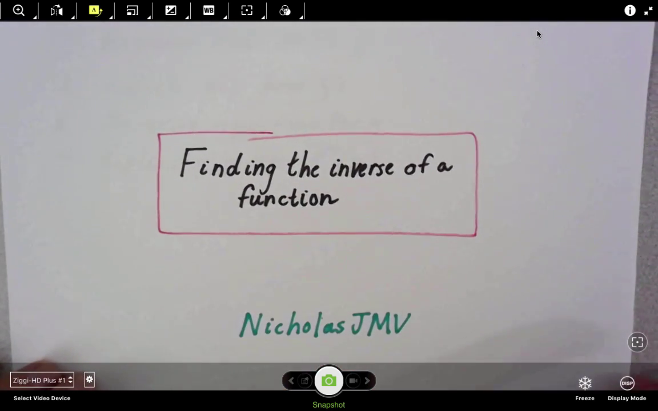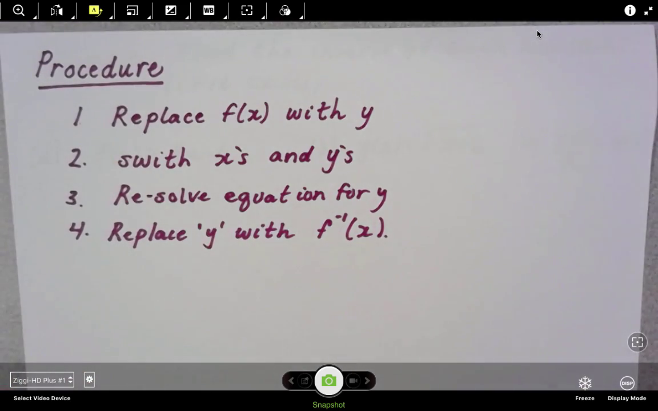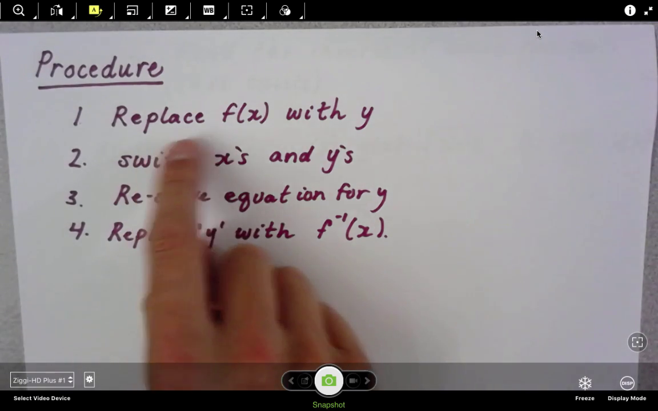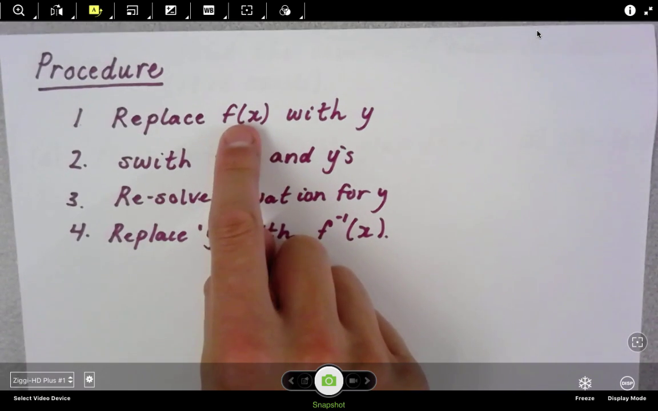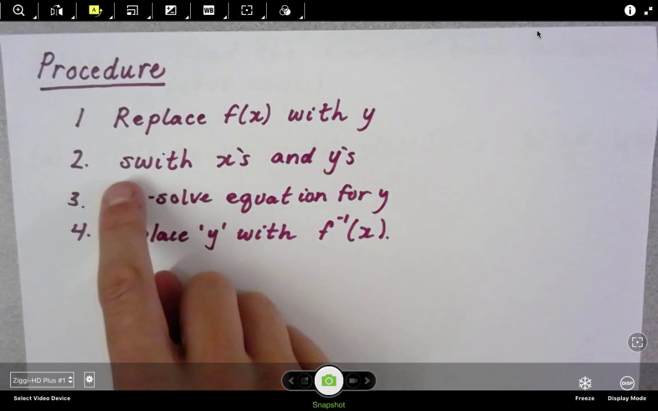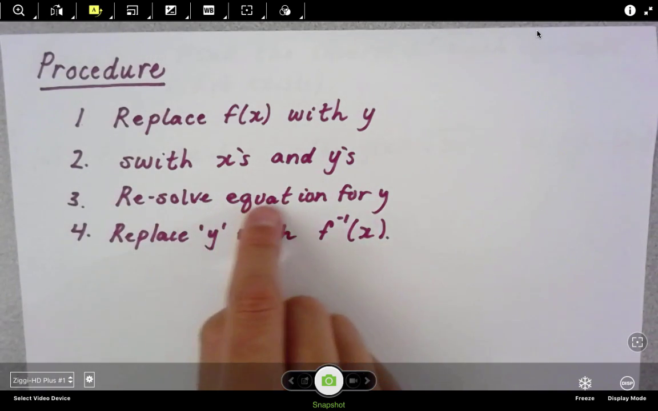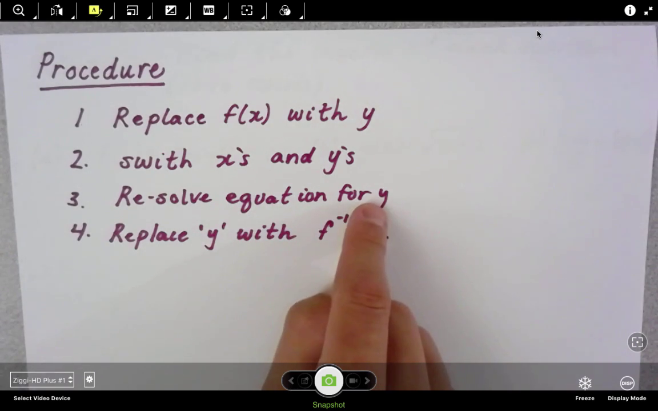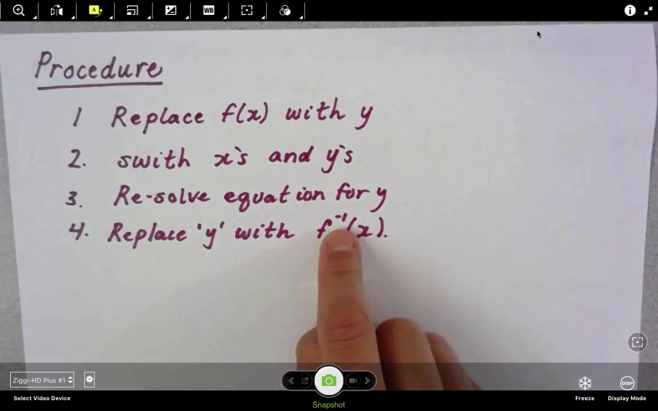This is Nicholas JMV. So today we're going to be finding the inverse of functions, and the procedure that we're going to follow is we're going to replace our function. It doesn't have to be f of x, it could be g of x, h of x, t of x, r of x. Just replace your function notation with y. Next you're going to switch your x and y's around. You're going to resolve that equation for y, so essentially you're just going to solve for y, and then you're going to replace y with the inverse notation.